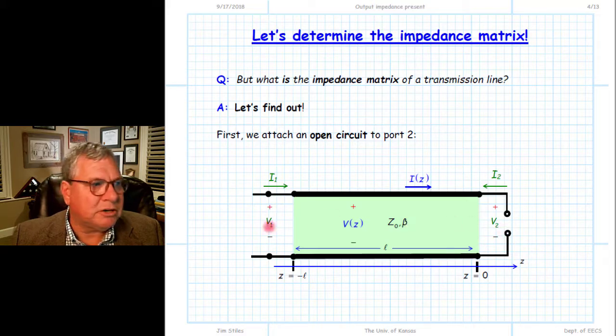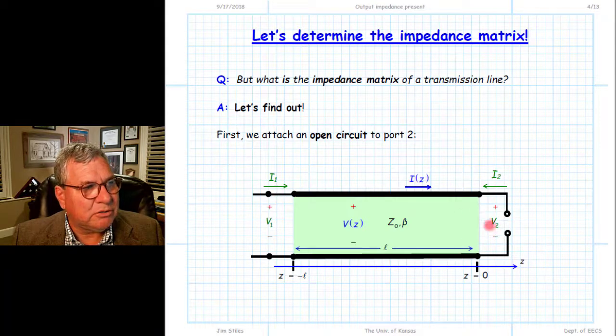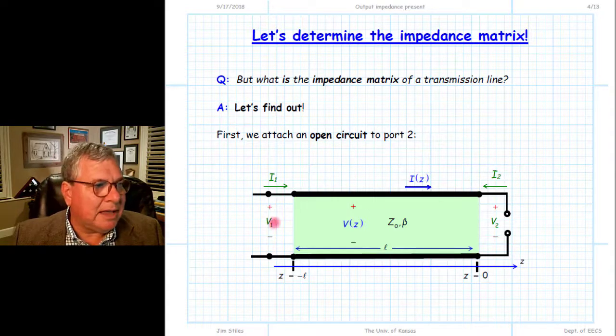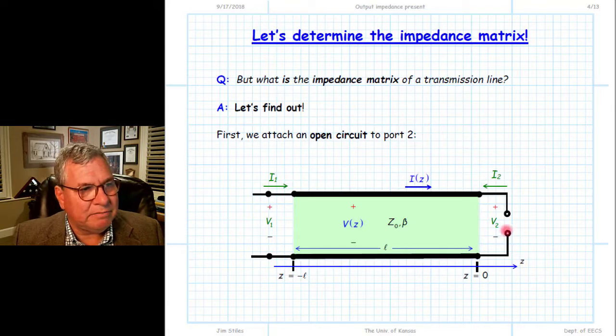In other words, we're going to determine the voltage at port 1 due to the current at port 1, and likewise the voltage at V2 due to the current at I1, and I1 only since I2 is equal to 0. So how do we determine that? Well, by KVL, we know V1 is the voltage here at the beginning of the transmission line, and V2 is the voltage at the end of the transmission line.